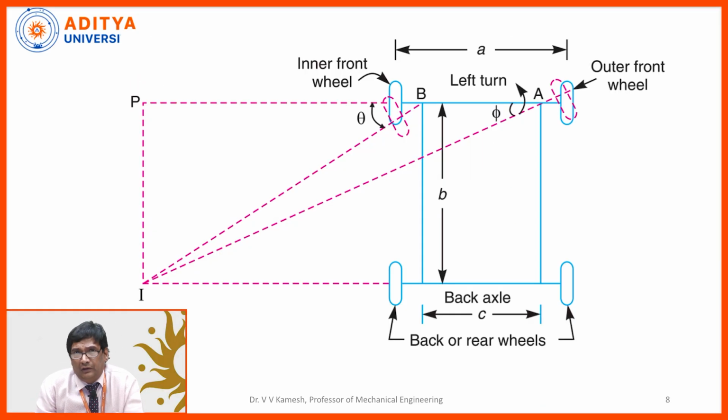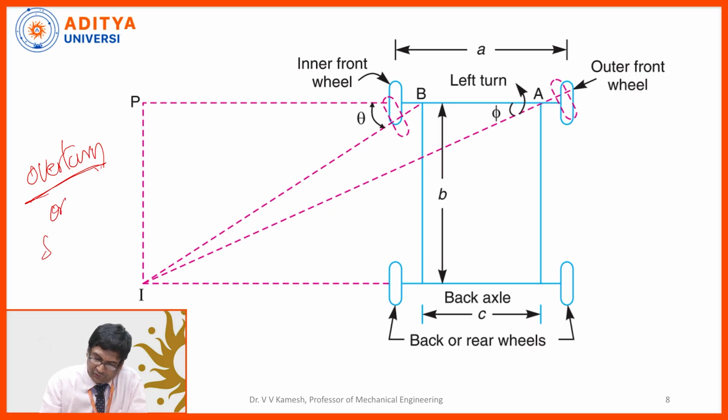Now what is the condition for the correct steering? Correct steering means the vehicle should not turn forward, or it should not skid. Now the condition for the correct steering is actually the instantaneous center I. Already we know what the instantaneous center is.